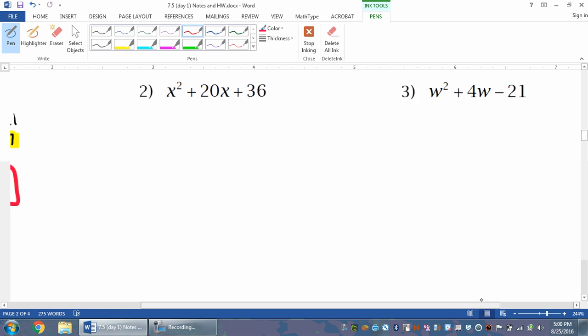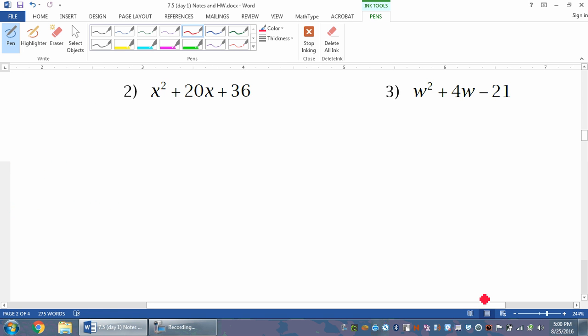All right, example number 2. Again, always check for GCF. You cannot divide everything by x because the 36 doesn't have an x to begin with. From here, what two terms multiply to x squared? That's still x. Now let's go ahead and write down all the numbers that multiply to 36.